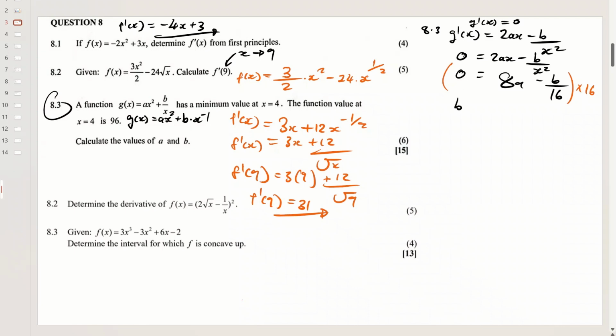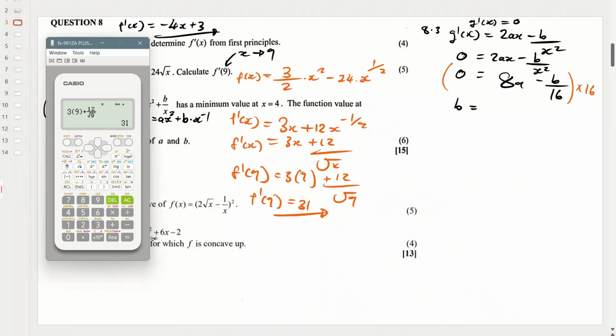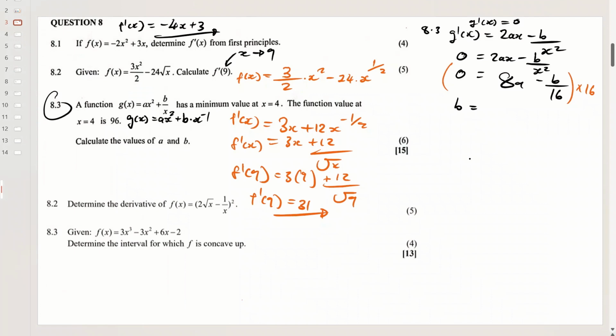We're going to have b is equals to what? Is equals to 8 times 16. What is that? 8 times 16, 64 times 2, that's 128. Okay, sorry for that. So that's 128a. Now, remember, when you multiply here by 16, this times this, that's 0 there. And then we take this to your left, you're going to have b into that. And you can call this equation 1.